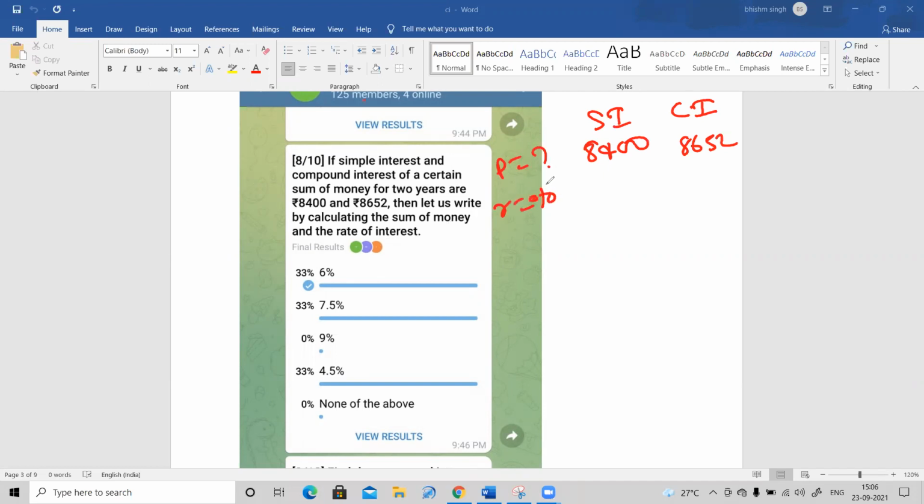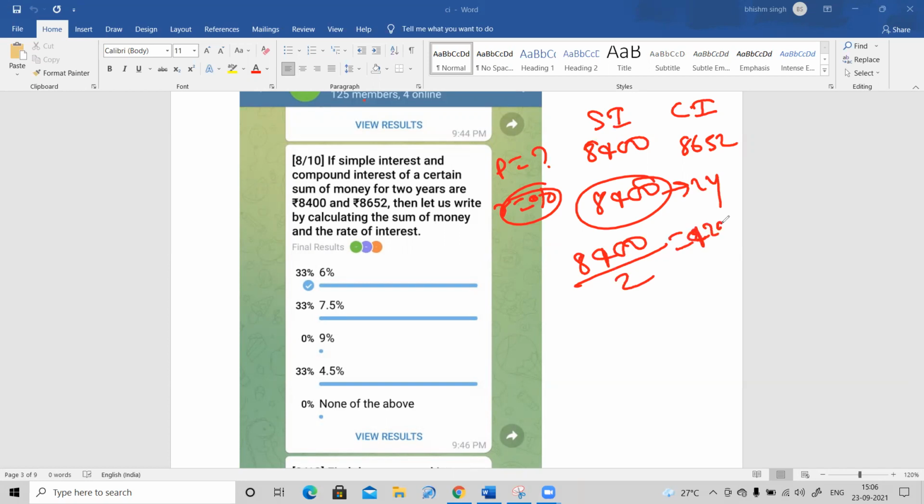I think in this question only the rate is being asked. Calculate the sum of money and the rate of interest, but in the options they have given only the rate of interest. I told you everyone, 8400 is the 2-year simple interest. I told you that simple interest is uniform every year, so what you have to do is 8400 divided by 2. How much is this? 4200.